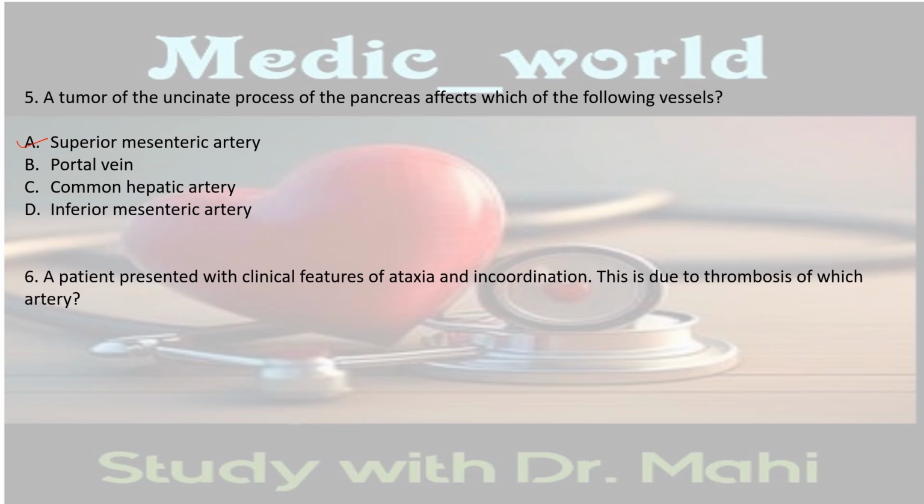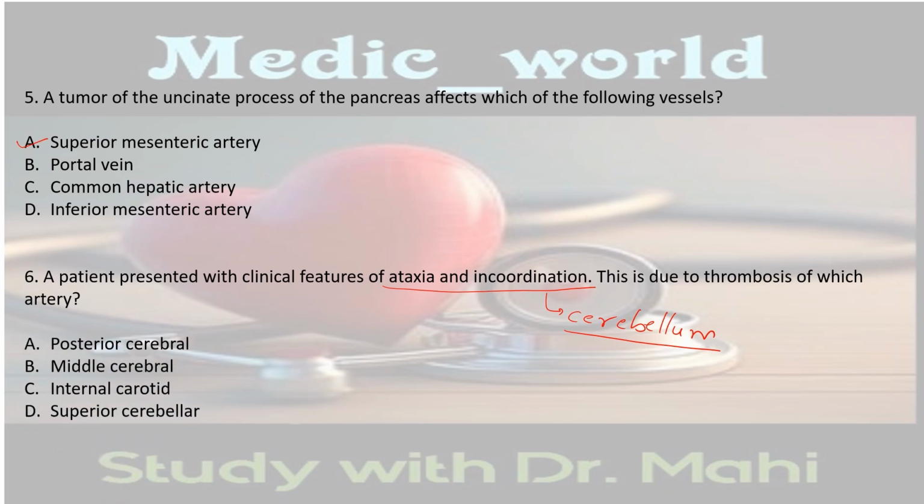Now the next question. A patient presented with clinical features of ataxia and incoordination. That means there is a lesion or problem in the cerebellum. This is due to the thrombosis of which artery? Any artery supplying the cerebellum, thrombosis in any of the arteries can cause ataxia and incoordination. So the answer to this question is option D, that is superior cerebellar artery.